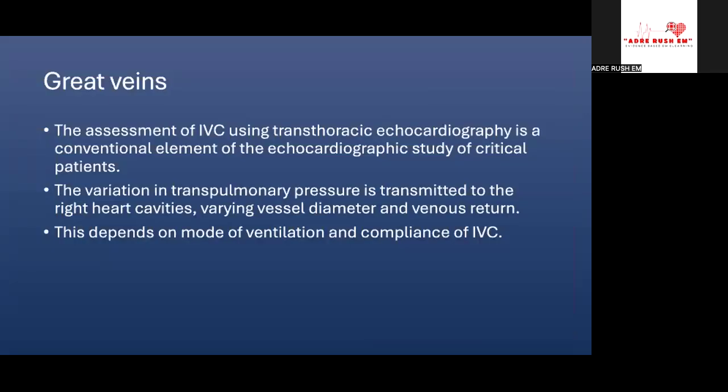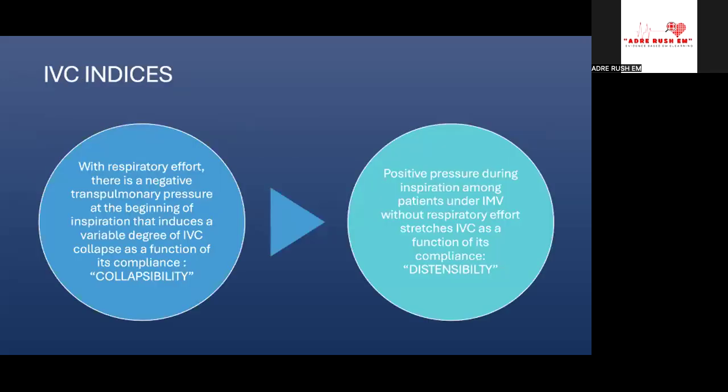Coming to the great veins. The assessment of IVC using a transthoracic echo is a very conventional element of your echocardiography in any of our critical care patients. The variation of the transpulmonary pressure is transmitted to the right heart cavities, varying the vessel diameter and the venous return of the heart. This depends on the mode of ventilation as well as the compliance of your IVC.